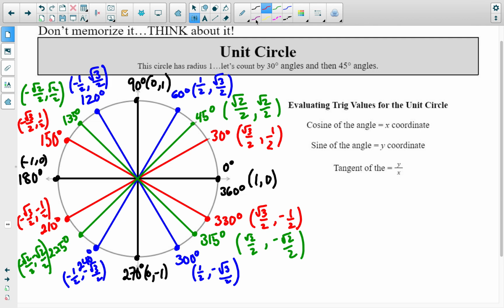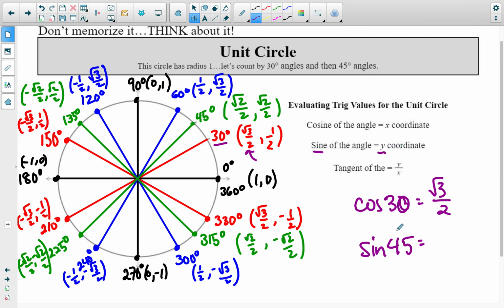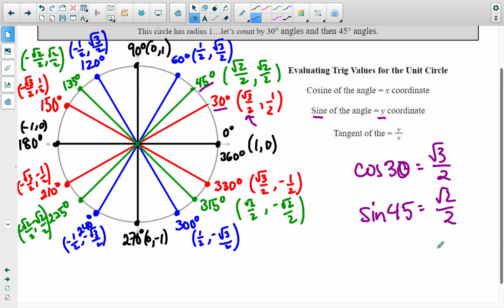Other things that you may need to know is that if it asks you a cosine of an angle, so cosine of 30, that's the x-coordinate of the 30-degree angle. So cosine of 30 would be root 3 over 2, okay? Sine is the y-coordinate, so if you're asked what's sine of 45, you would find 45 on the unit circle, and you would give us the y-coordinate, which is root 2 over 2. This is how your calculator generates cosine, sine, and tangent. They use the unit circle.